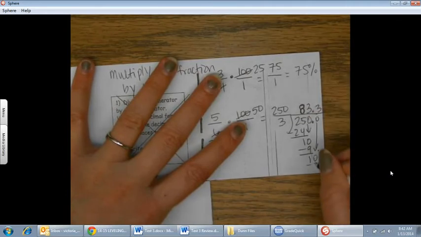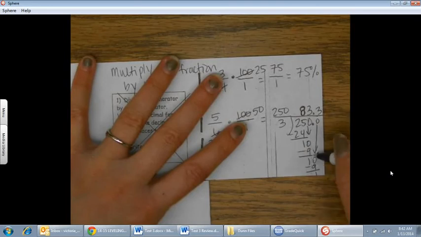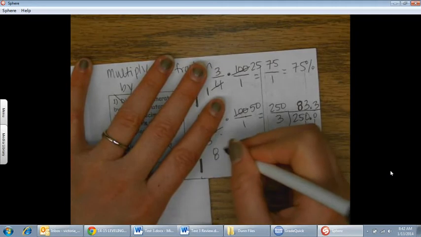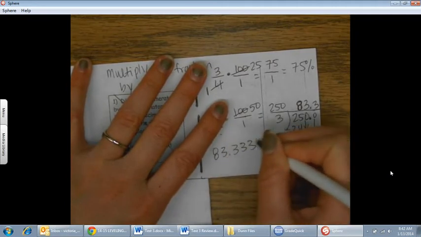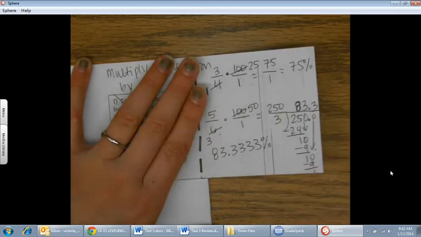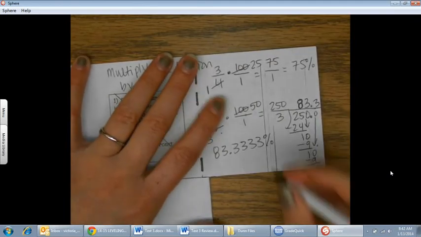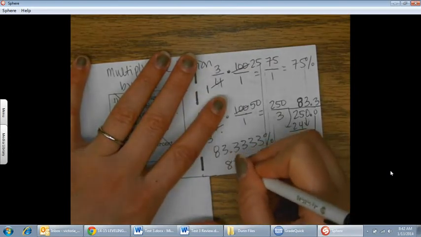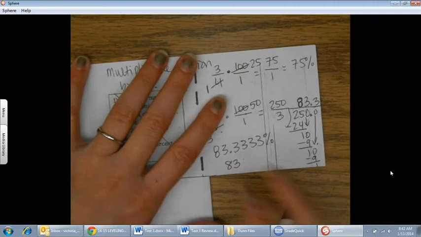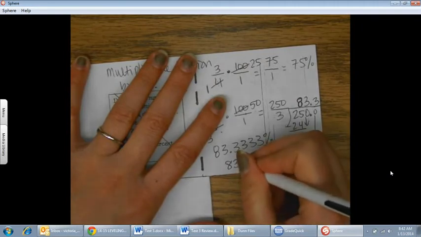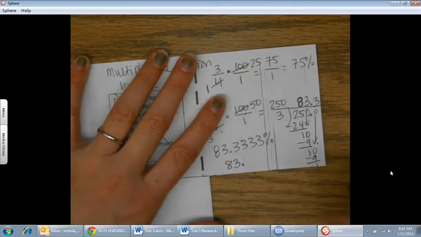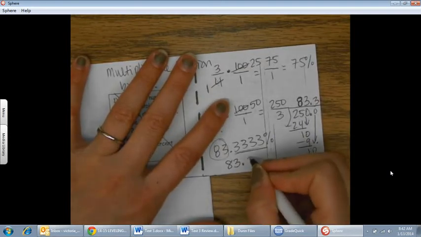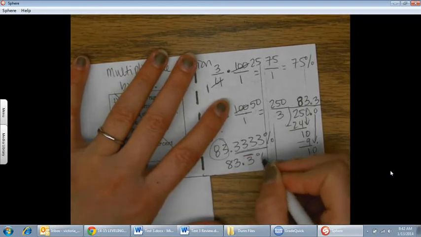So I'm going to have 83.33333 forever percent, right? But the correct way to write that, and listen, this is very important, 83, your whole number has to stay normal. 83, and then whatever comes after the decimal, you can shorten with bar notation. So I have to leave this part, but this part I can make 0.3 repeating percent. And that is your final answer. Okay?